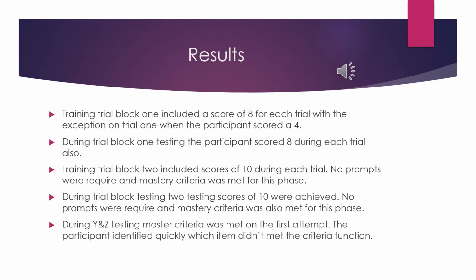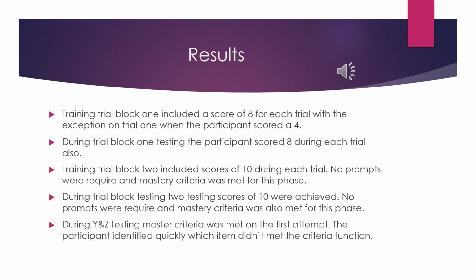Okay, so the results of this study: training trial block 1 included a score of 8 for each trial, with the exception of trial 1, when the participant scored a 4. During trial block 1 testing, the participant scored 8 during each trial also.